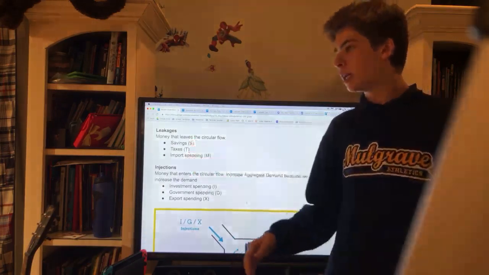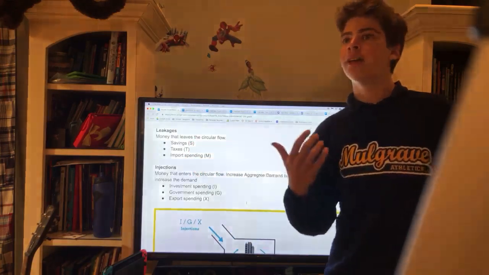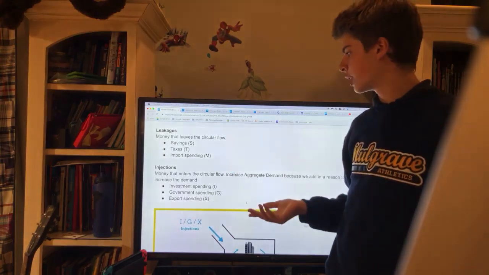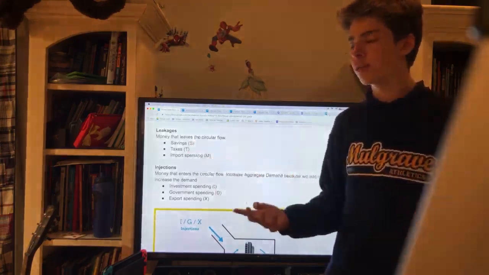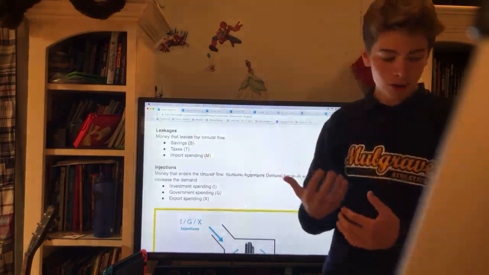Savings is basically money that is left over, and due to interest rates and stuff like that, this value starts increasing and nothing really happens, so it's kind of just lost because it's just set apart and not talked about.